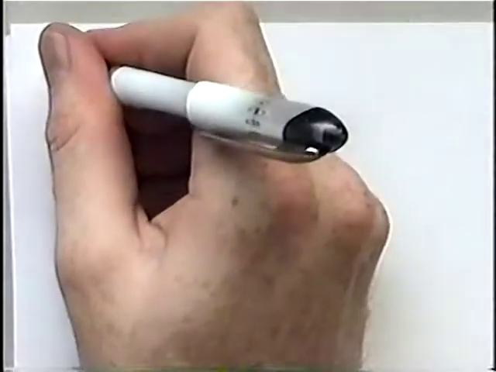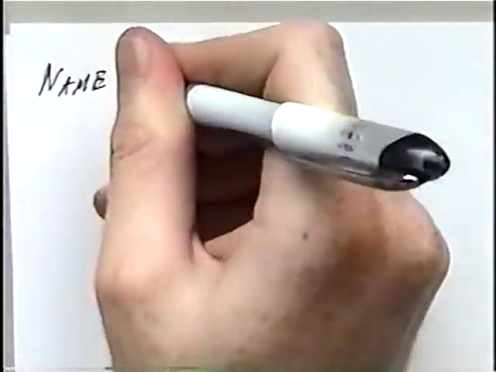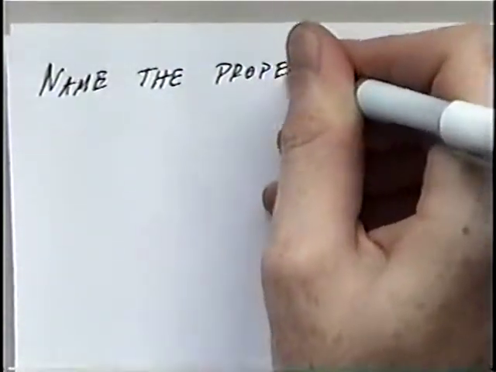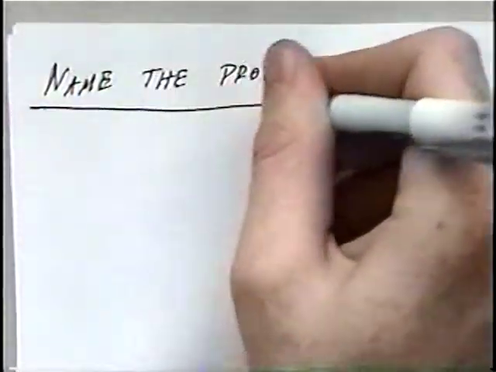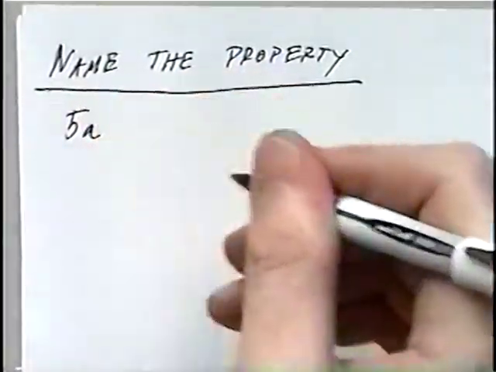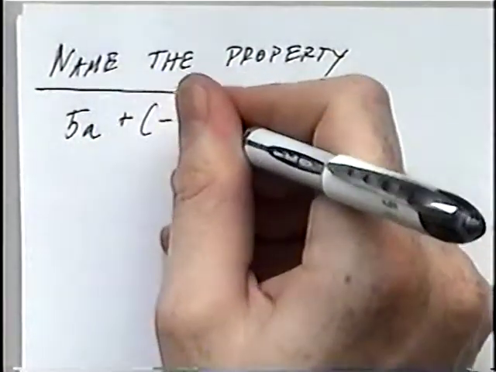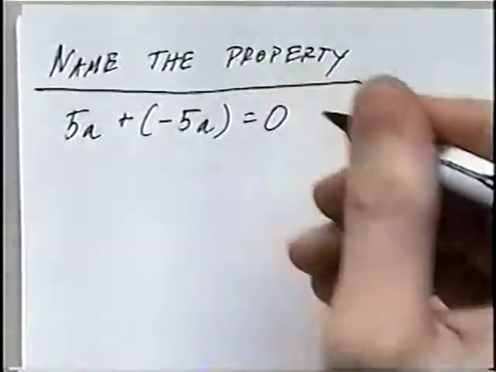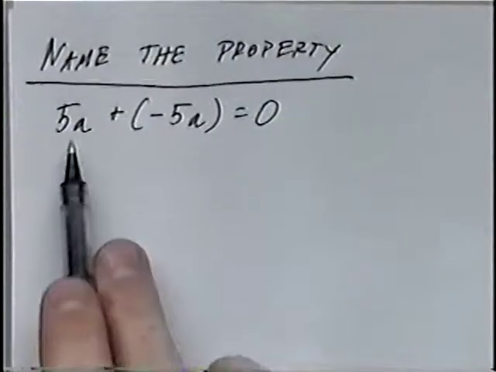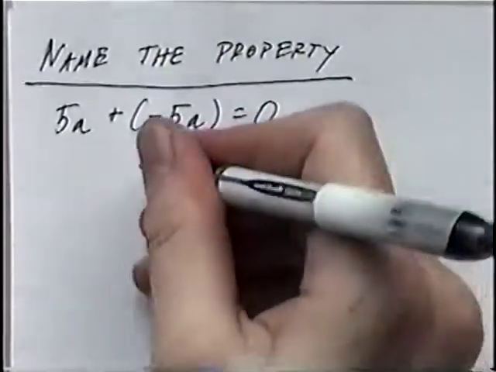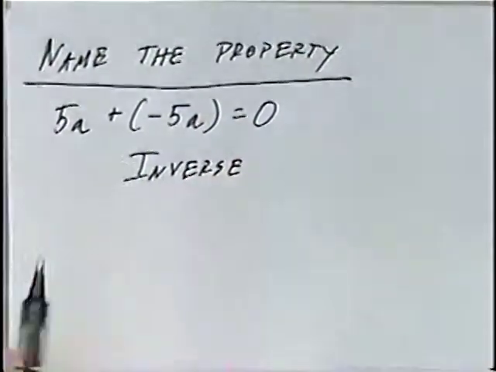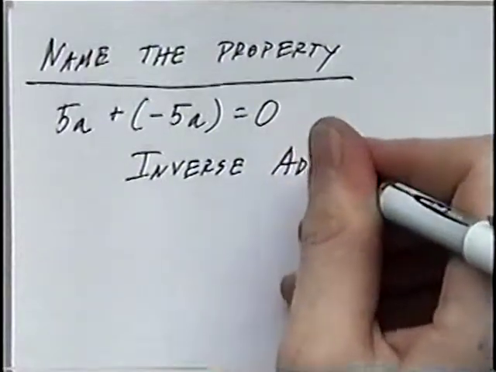Next section of notes is titled Name the Property. First question is 5a plus, in parentheses, negative 5a equals 0. Looking at the list of properties where you add the opposite and it's equal to 0, that is the inverse property. And also we're adding to make 0, so that would be inverse addition.